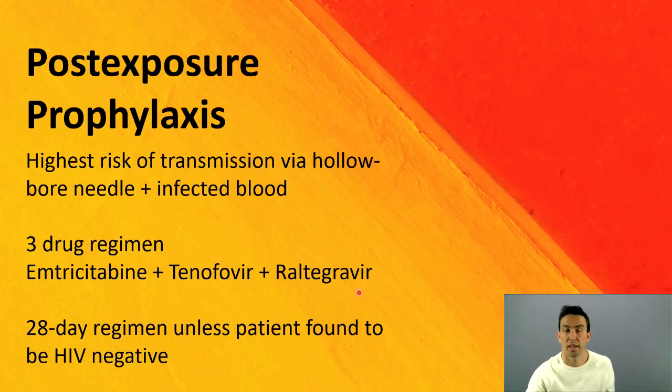The next question that can come up commonly is post-exposure prophylaxis. So the highest risk of transmission in this situation would be a hollow bore needle plus infected blood. The patient does end up having HIV. The 3-drug regimen includes emtricitabine, tenofovir, and raltegravir. It is a 28-day regimen unless the patient is found to be HIV negative. It's kind of a lot to know, but the big one I think that I've seen on the different Q banks is, for post-exposure prophylaxis, what's the highest risk of transmission for HIV? And it's that hollow bore needle plus infected blood.